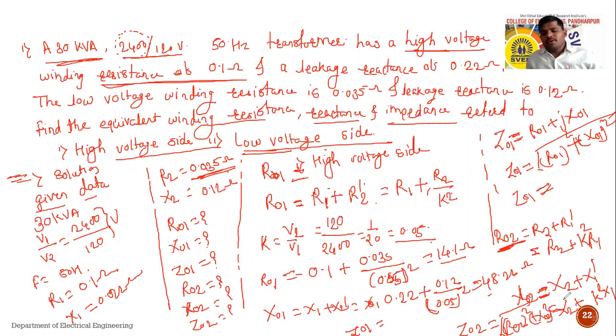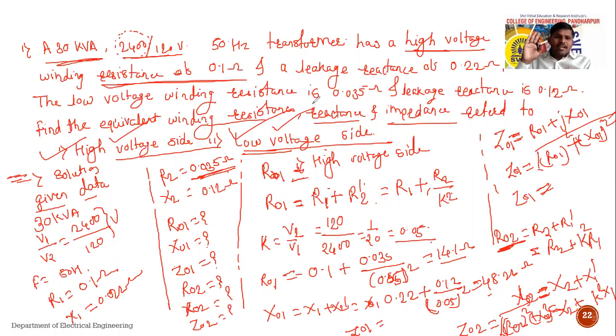Okay. So all of you calculate and solve the remaining problem, and write the equivalent resistance, reactance and impedance referred to high voltage side and referred to low voltage side. That means referred to primary, referred to secondary.